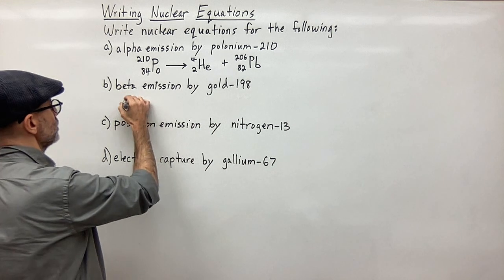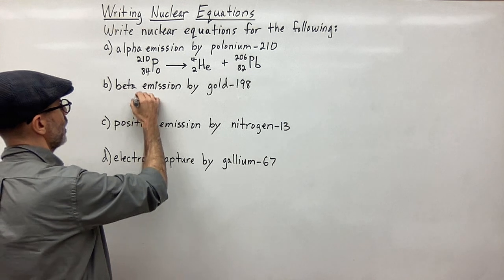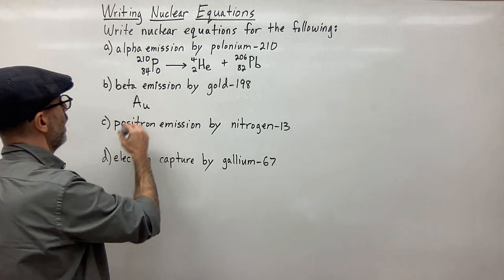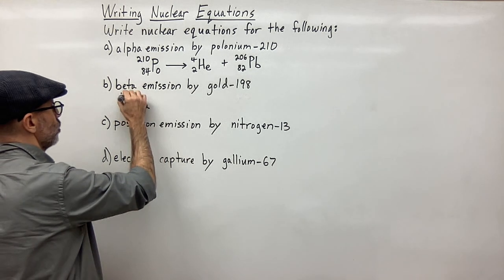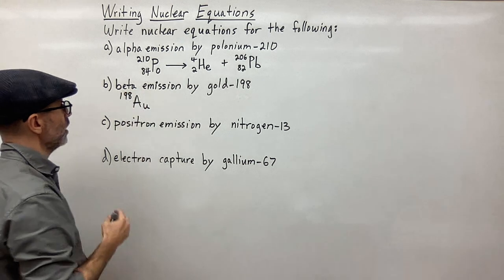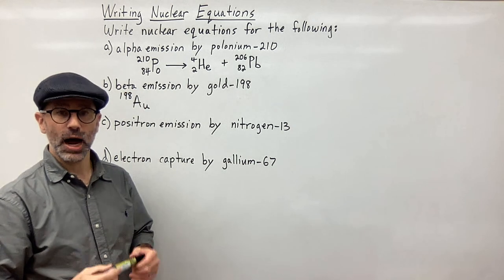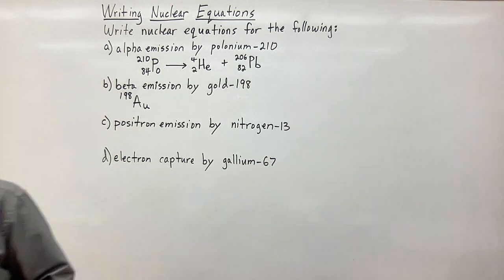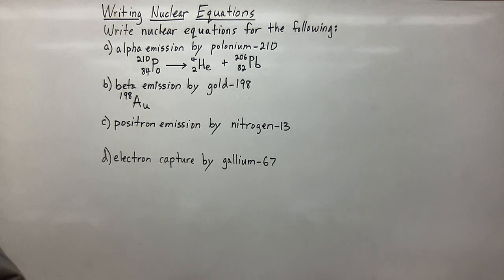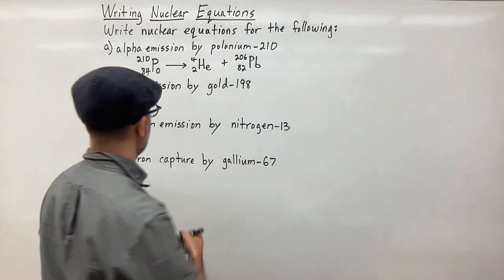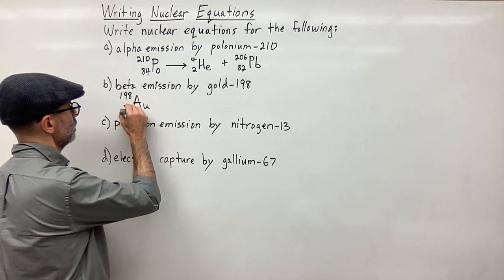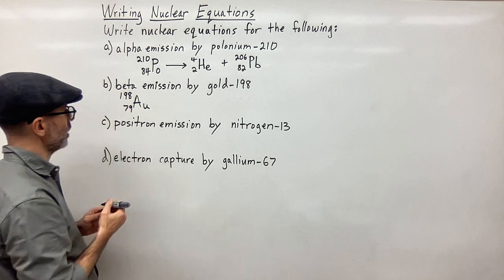Au is the symbol for gold. So we have Au, and 198 is the mass number, so 198 on top. Look up the atomic number on your periodic table. We look up gold, and it is atomic number 79. So 79 goes on the bottom there.